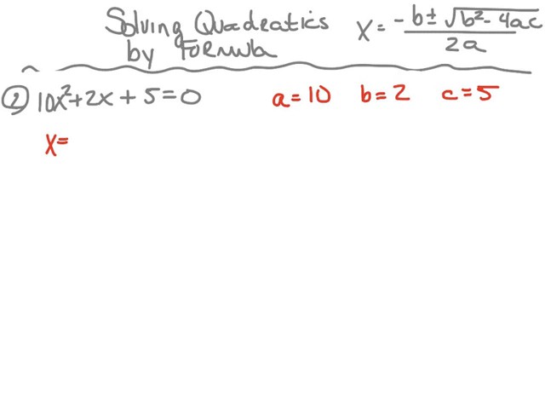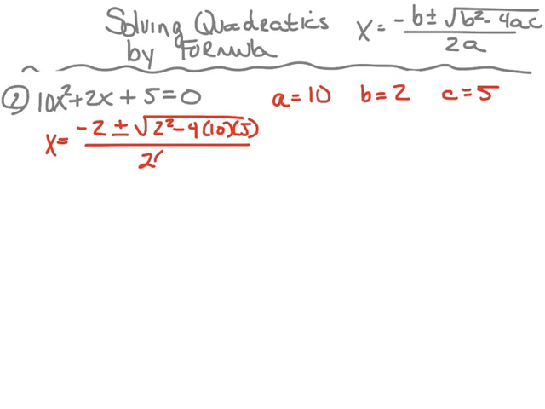We got x equals negative b plus and minus the square root of b squared minus 4ac. All of this gets divided by 2 times a, and a is a 10. So all I've done is plugged in the values. Let's go to the next step.